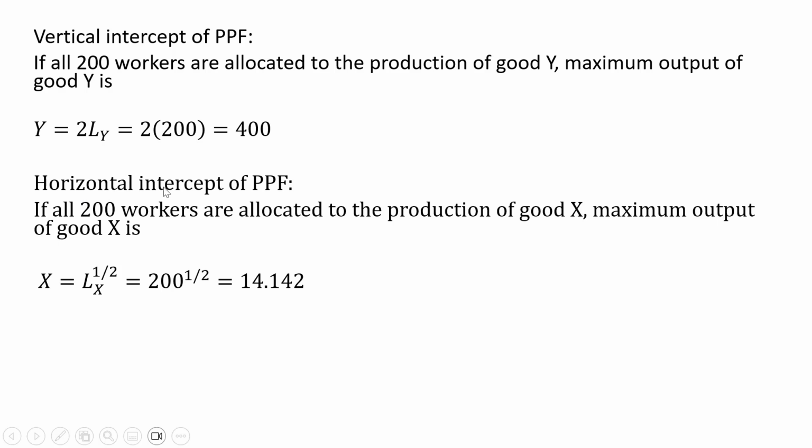And we could also find the horizontal intercept of the PPF. If all 200 workers are allocated to the production of good X, maximum output of good X is as follows. Plugging 200 into the production function of good X and taking the square root of that, we get 14.142.